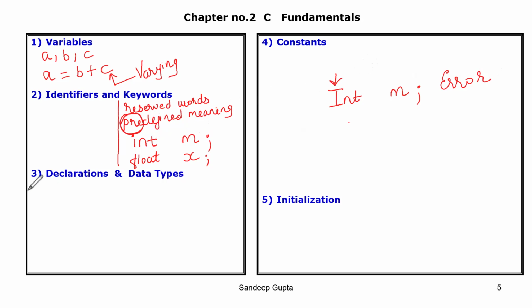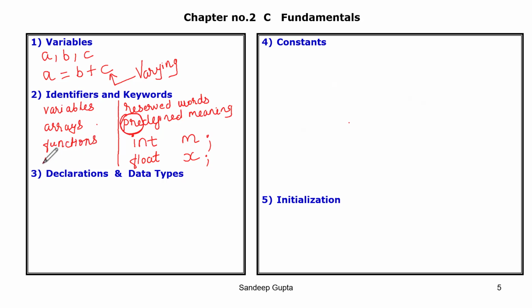All right, so now you understood what keywords are. Now what are identifiers? Please pay good attention, otherwise you may find it confusing. Whenever you are writing a C program, in that program you will use many variables. Then you will use arrays. Then you will use functions. Then you will use structures and many other things.